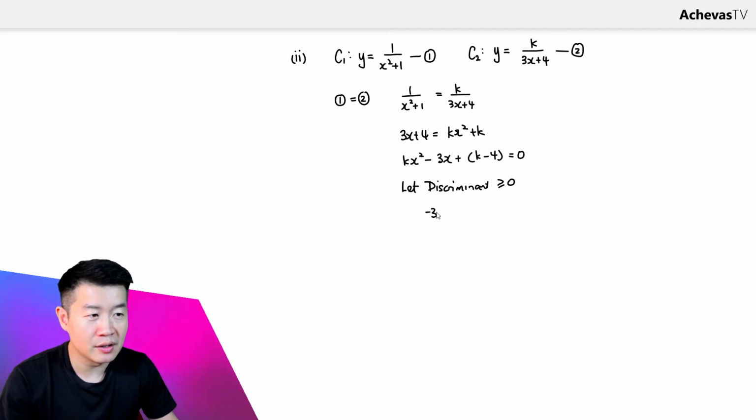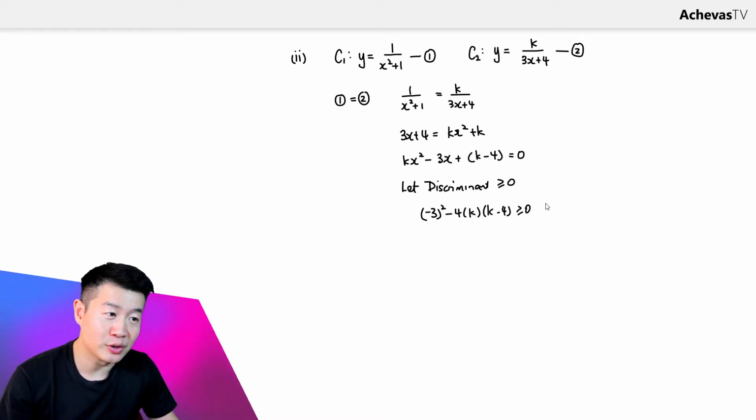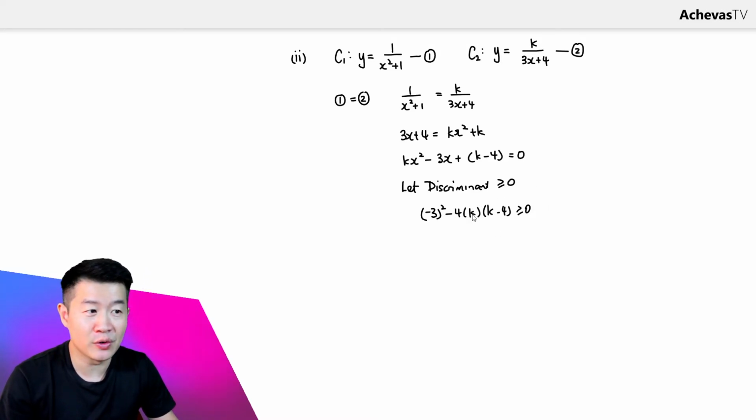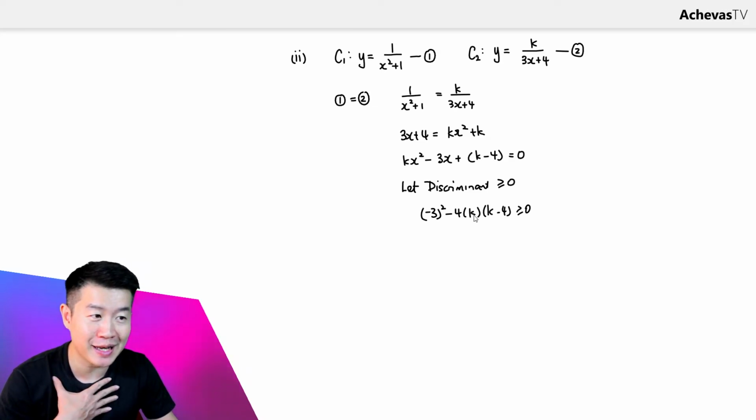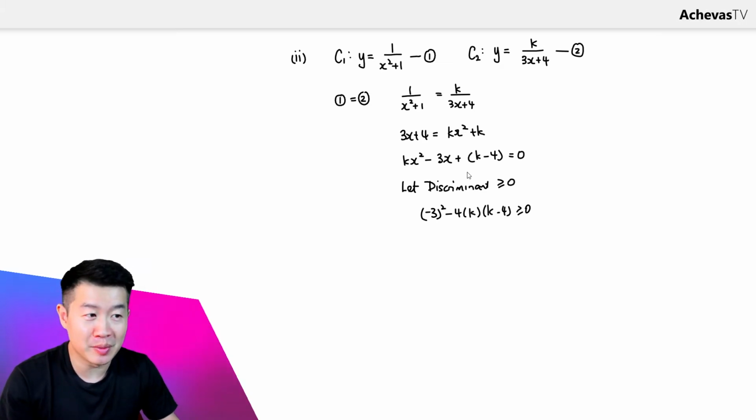So b squared minus 4ac, or let this be bigger or equal to 0. Simplifying and bringing everything over to the right hand side so that I can have a positive coefficient for k squared. That is my own personal habit. I just like to make the coefficient of the highest power positive. So bringing everything over to the right hand side, we will have 4k squared minus 16k minus 9. This is going to be less than or equal to 0.